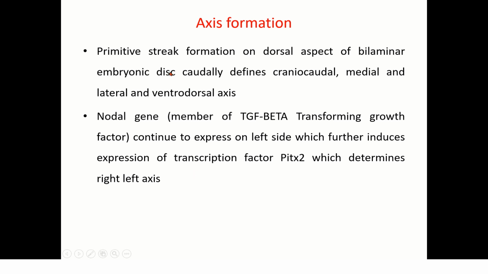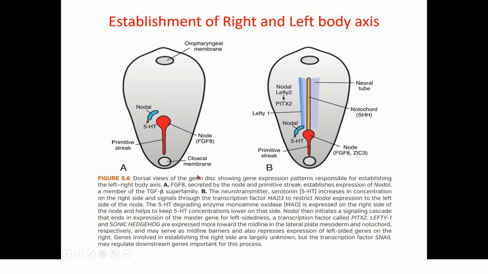So axis formation: the primitive streak forms on the dorsal aspect of the bilaminar embryonic disc, and caudally defines the craniocaudal axis, the medial and lateral, and the dorsoventral axis. The nodal gene, a member of the transforming growth factor beta family, continues to express on the left side, which further induces expression of the transcription factor PITX2, which determines the right-left axis. You can see here the nodal being expressed on the left side, and further nodal, FGF8 and PITX2 determining the left side. On the opposite side, there is no clear-cut identification of specific factors here.